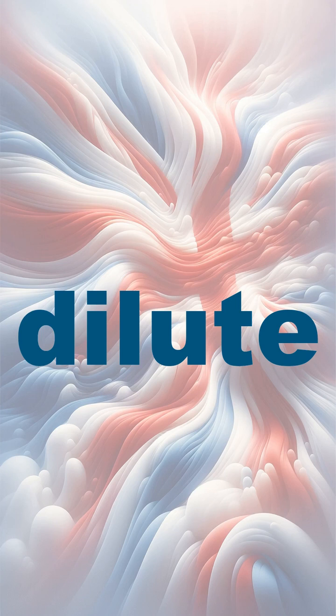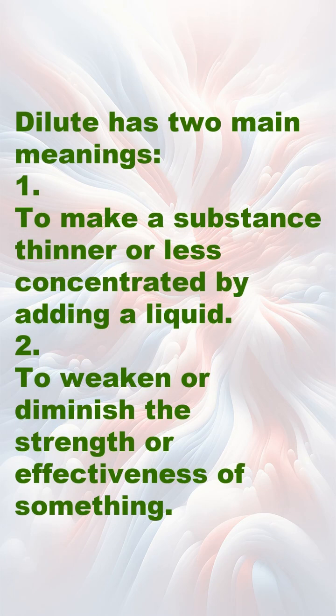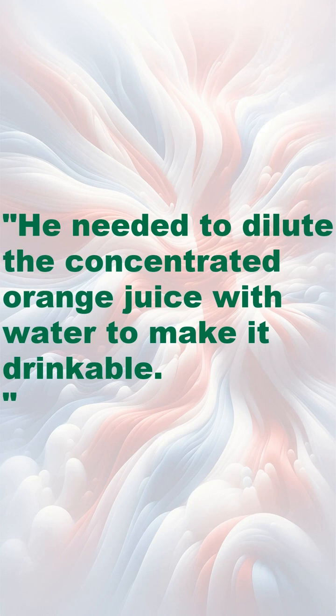Dilute. Dilute has two main meanings. 1. To make a substance thinner or less concentrated by adding a liquid. 2. To weaken or diminish the strength or effectiveness of something. He needed to dilute the concentrated orange juice with water to make it drinkable.